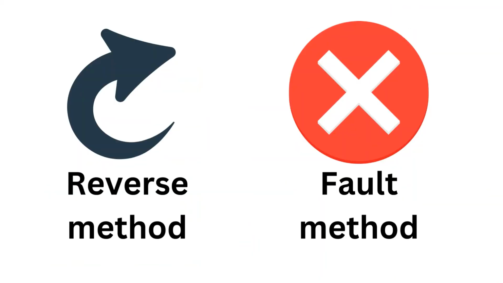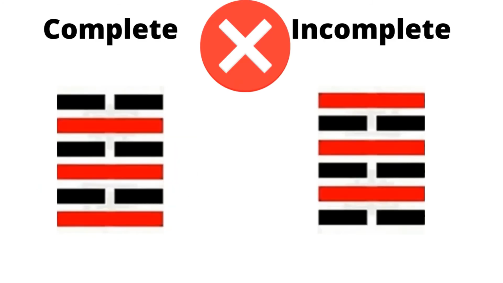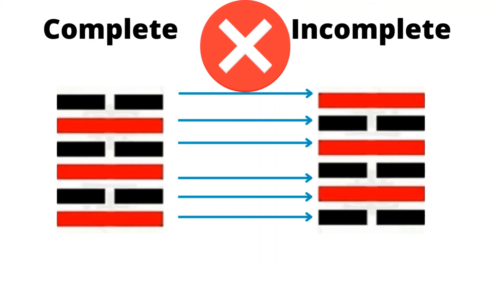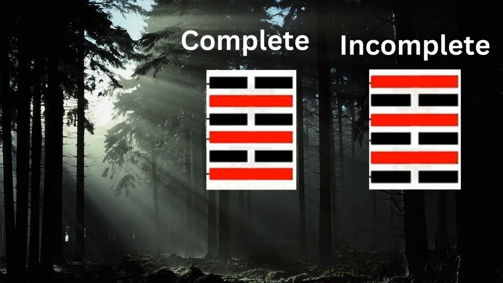Just now, we learned the reverse method and fault method. Let's exercise it now. If complete reverse, we got incomplete. If complete fault, we also get incomplete. Both reverse and fault methods produce an equivalent hexagram. Not every hexagram has this capability. There must be some special message the Book of Change wants to tell us. Some big secret? What do you think? Let's examine the differences between complete and incomplete before we make our own comments.